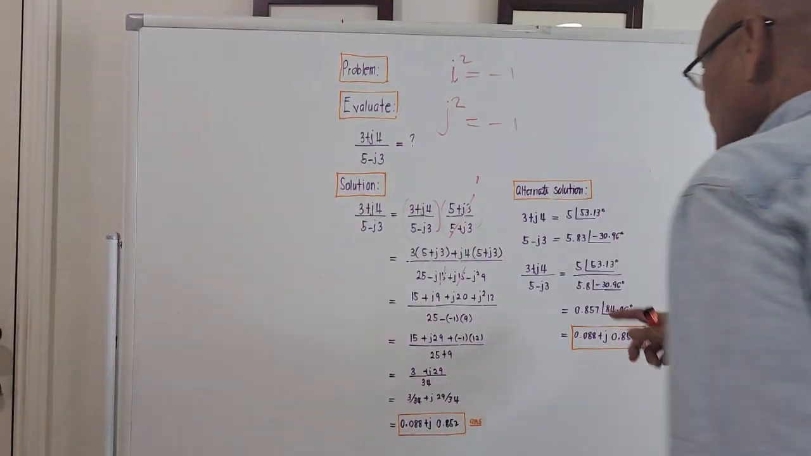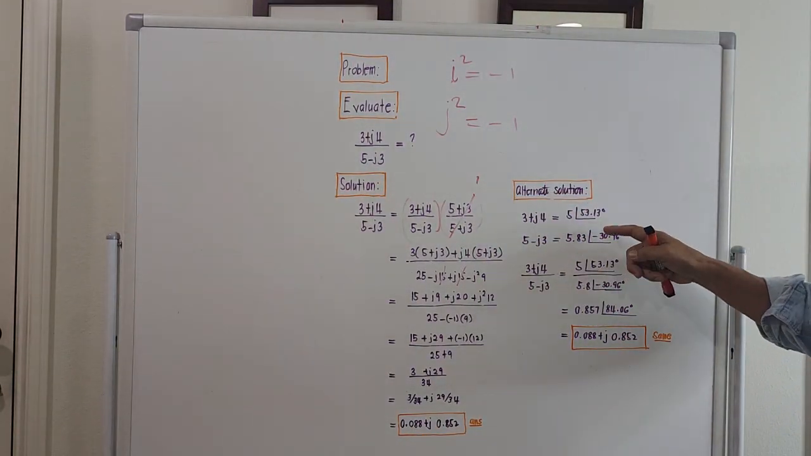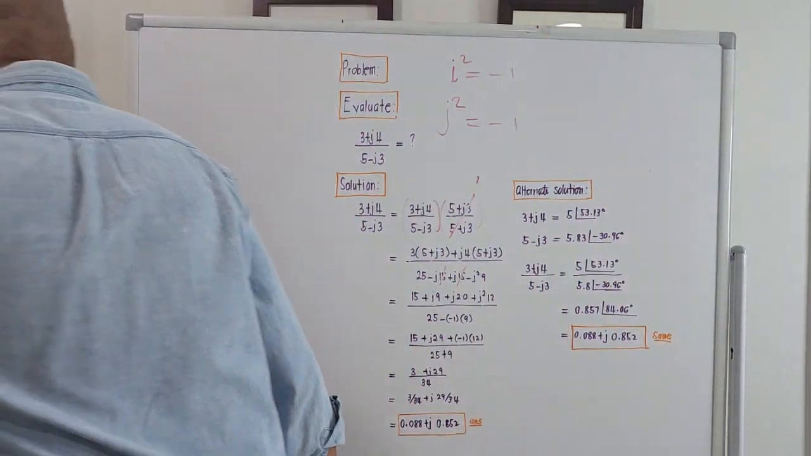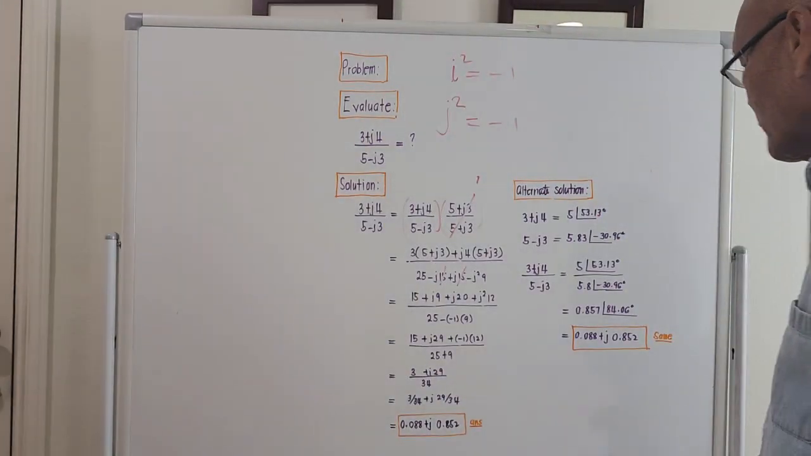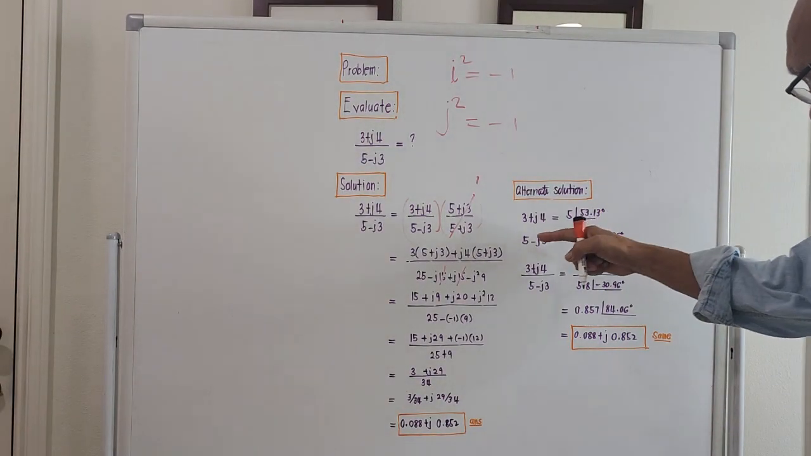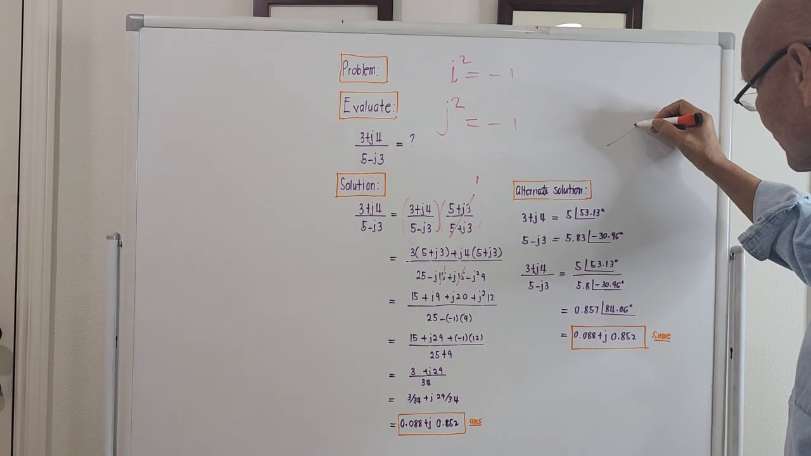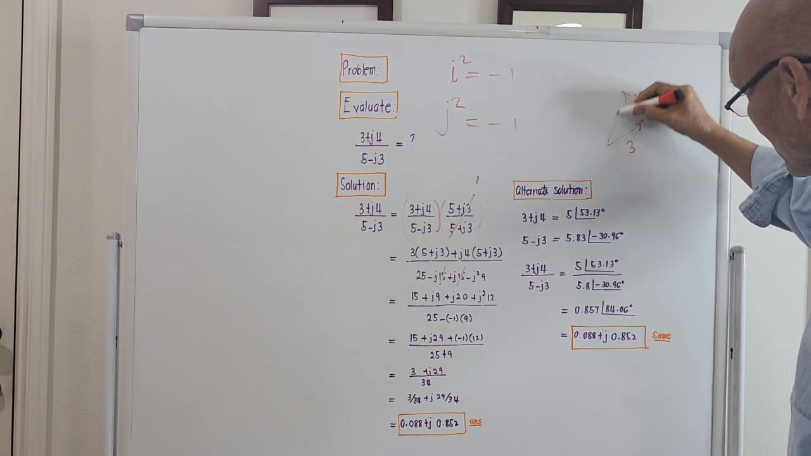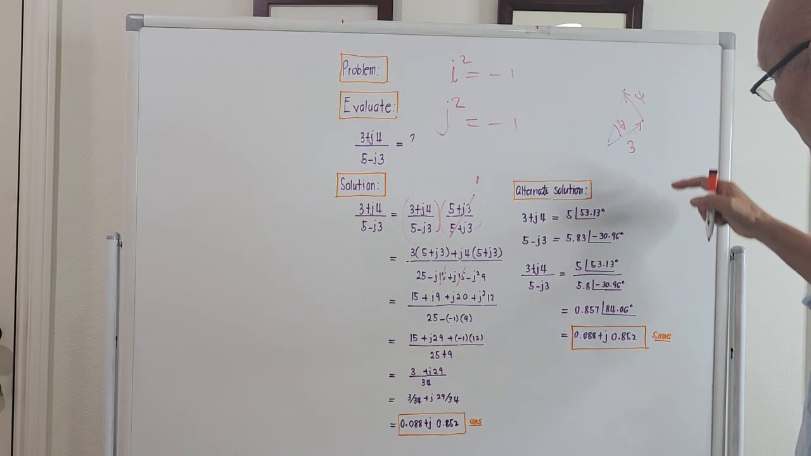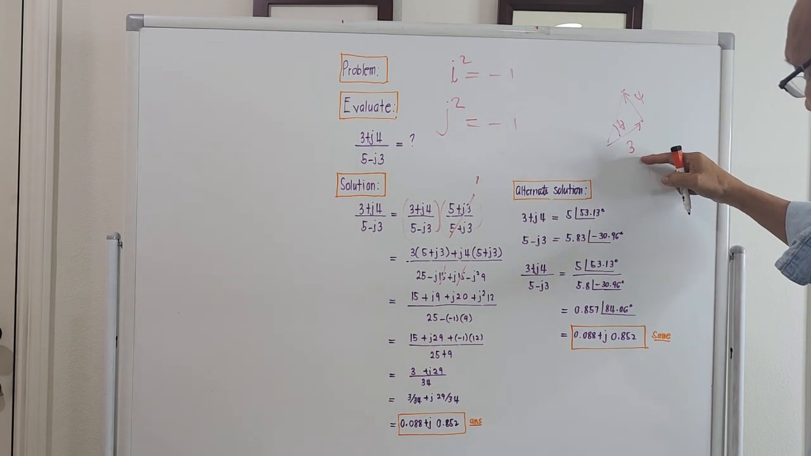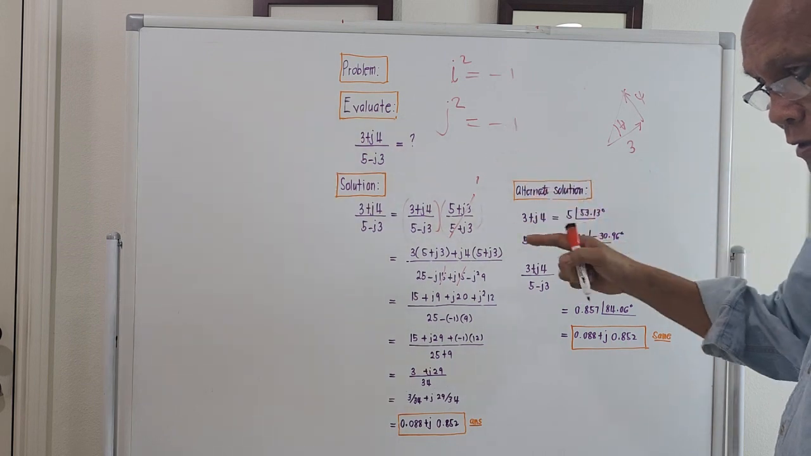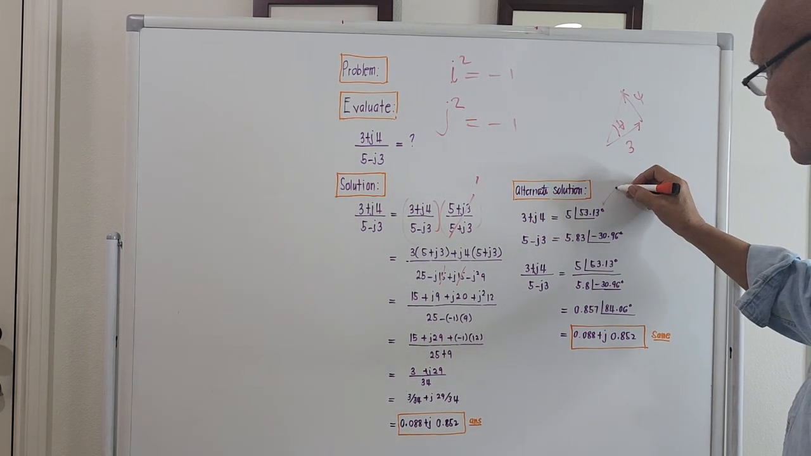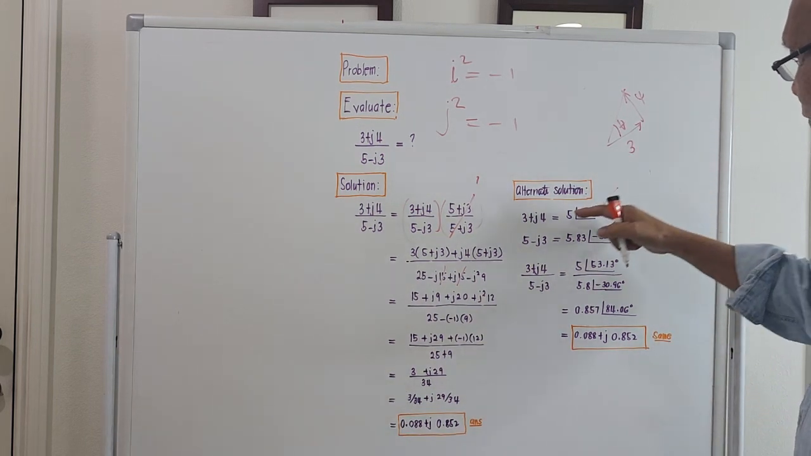If we try to change this 3 plus j4 to polar form, use your calculator. You should have a scientific calculator. It's a right triangle method. The real part is 3. The imaginary part is 4, and we are solving for angle theta. So you take the ratio 4 over 3, it should be 1.33, press arctangent, and what will come out will be 53.13 degrees.